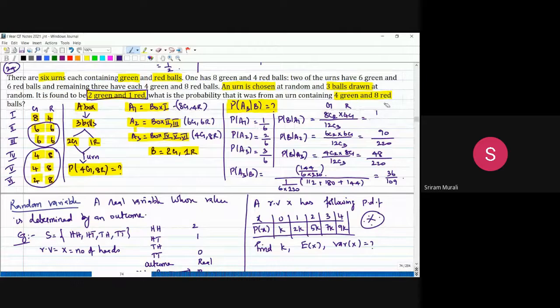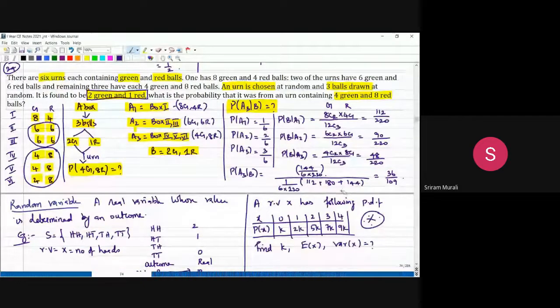That is 112 by 220, 90 by 220, 48 by 220. So 220 is the same. Now we have to take this 1 by 6 overall, it is common. So how do we write this? It is 1 by 6 into this, 2 by 6 into this, 3 by 6 into this. If I take it as a common factor, what do you get? 1 by 6 into 220 is common. So what is left? 112, 180, 144.